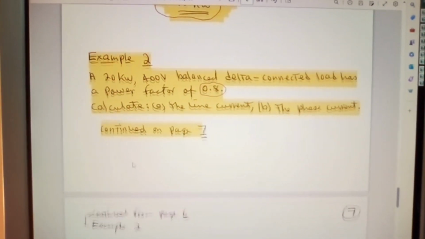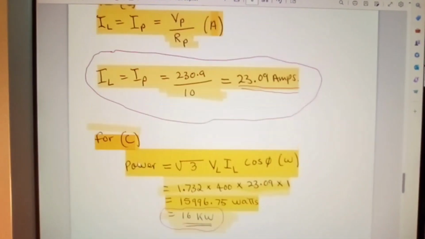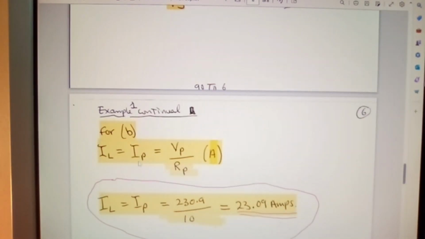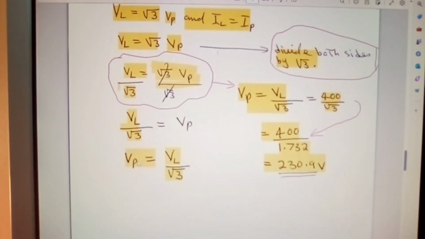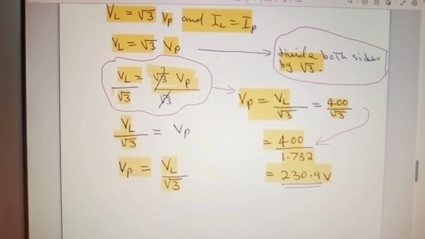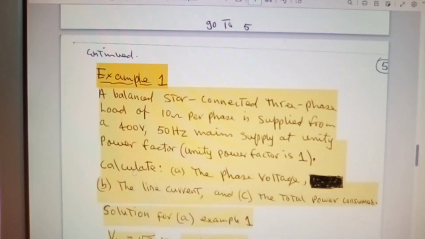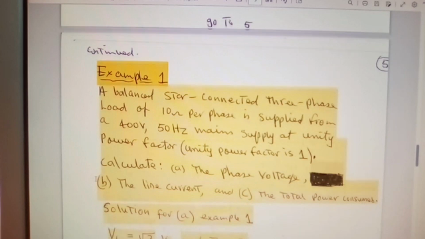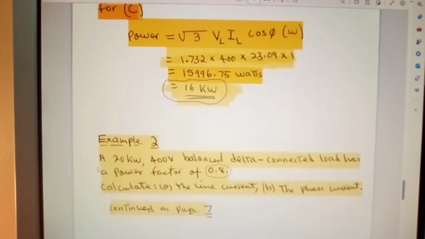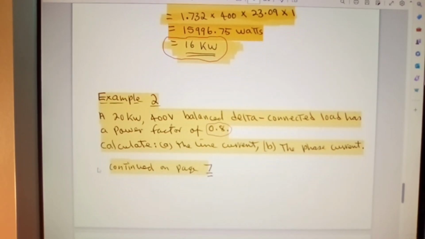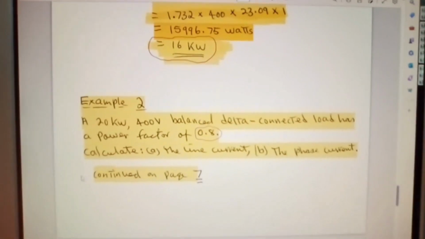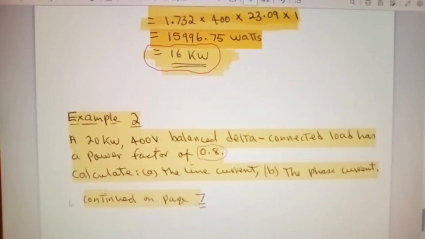Now let me just go back and make sure that we have it all in view. Make sure that you can read that yourself. I'm looking at example 2. Let me go in closer.